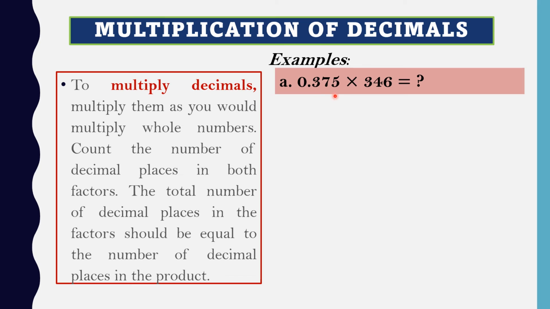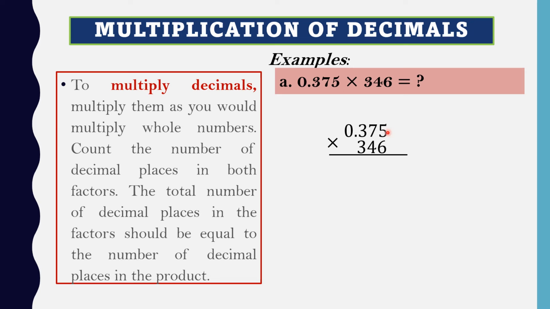Okay, let us look at this example. Multiply 375 thousandths times 346. So we align them vertically. So no need to align the decimal points because we are going to count the number of decimal places later on in our final answer. Okay, so we multiply like we are multiplying whole numbers.